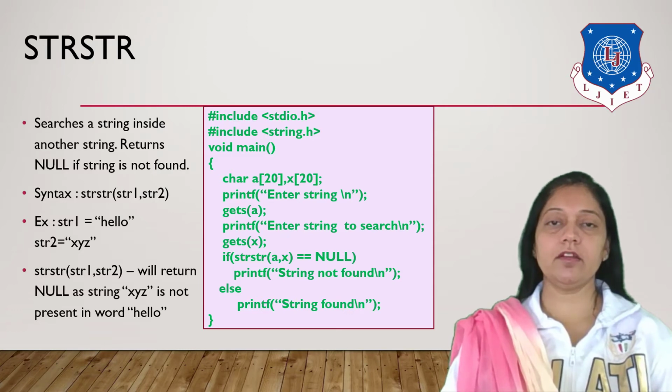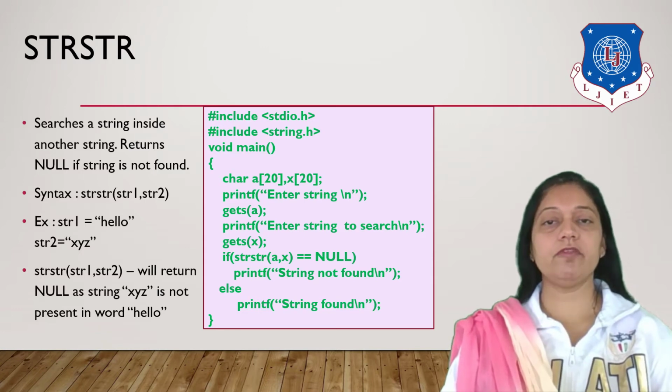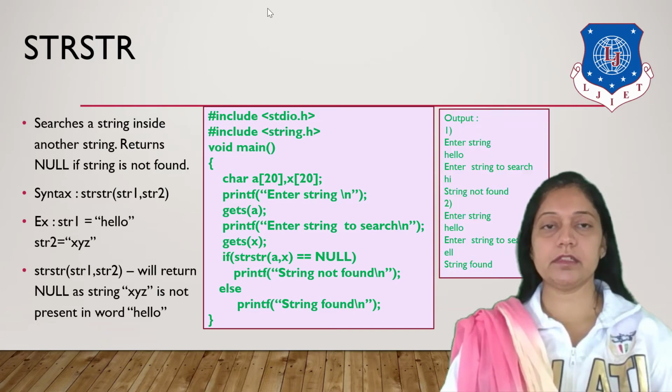This I'm comparing using the equal operator, equal to null. If the result is equal to null, then what would be my output? That the string is not found. But if it is not null, then it will go to the else part and it will display that the string is found. So let's see this with two different examples.